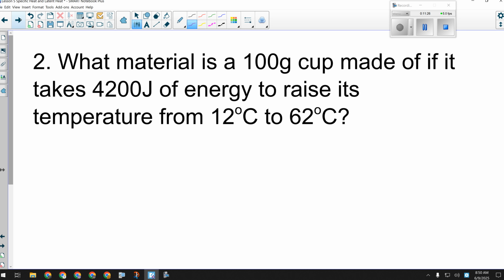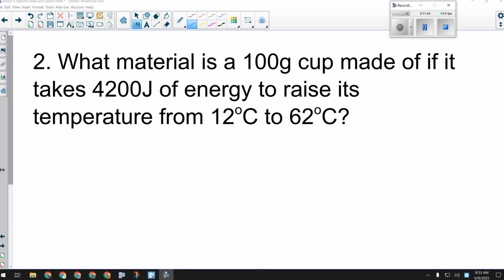Okay, write that one down. Give it a try. We're looking for the material this is made out of, so you will have to refer back to your sheet. All right, on this one, they're asking what material this thing is made of.